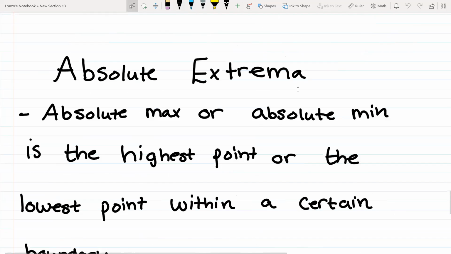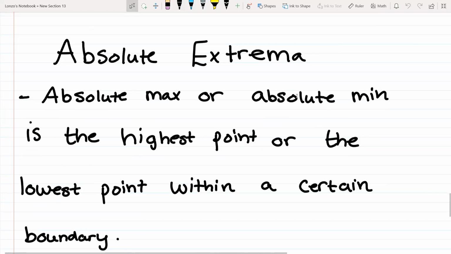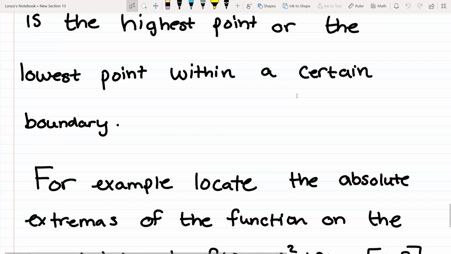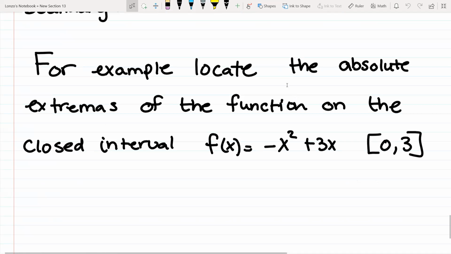Okay, now let's talk about absolute extremas. Absolute extrema, absolute max or absolute min, is the highest point or the lowest point within a certain boundary. You can have an absolute extrema if they close it with a certain boundary. So for example, locate the absolute extremas of the function on the closed interval f of x equals negative x squared plus 3x from the boundaries 0 to 3. These are all x values. This 3 is not a y value.